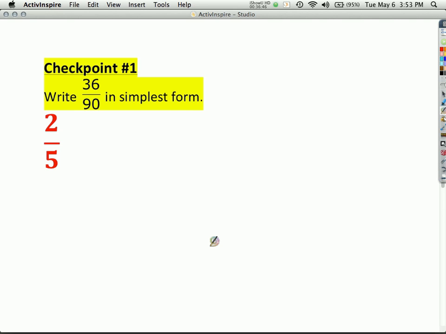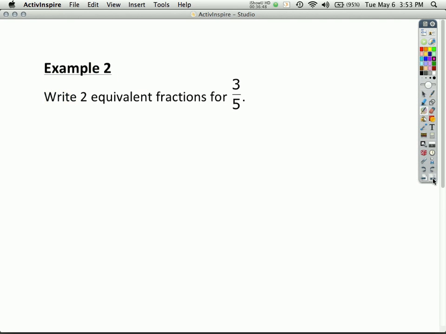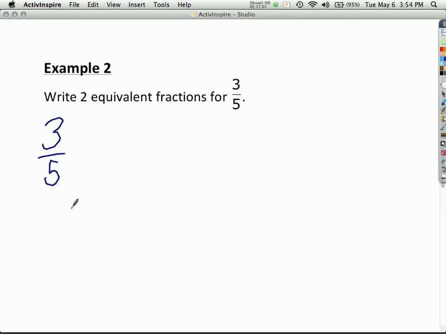Second goal is the idea of equivalent fractions, and we're going to do one example, and it's going to go super fast. Write 2 equivalent fractions for 3 fifths. This is a common type of question you're going to be asked. So we start out with the number 3 fifths. How do I find an equivalent fraction? In other words, something that looks different but has the exact same value, just like what we did with money.